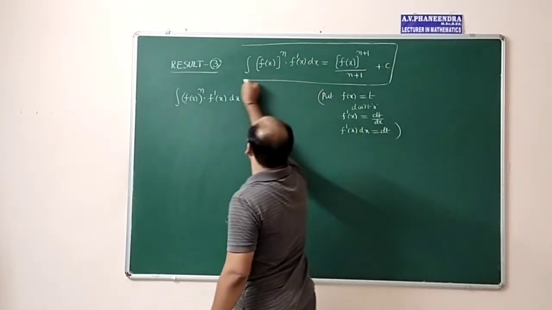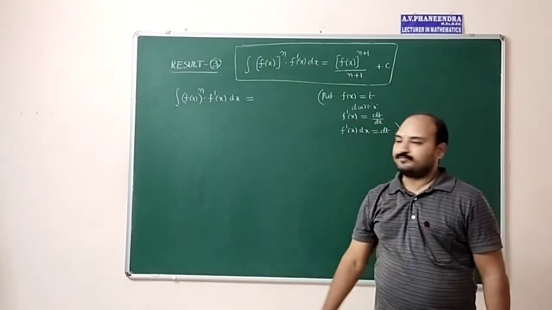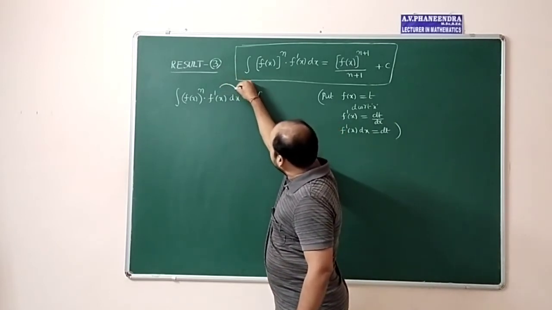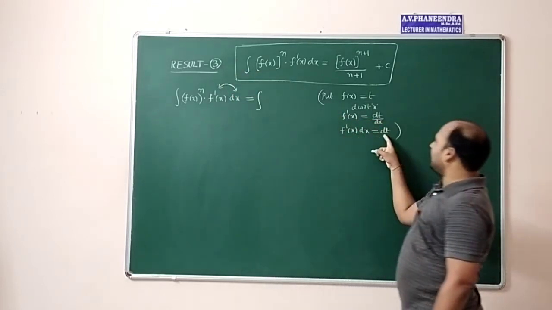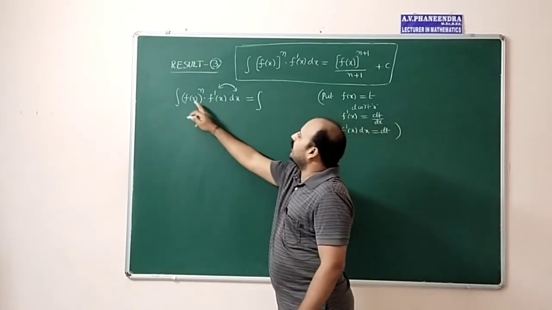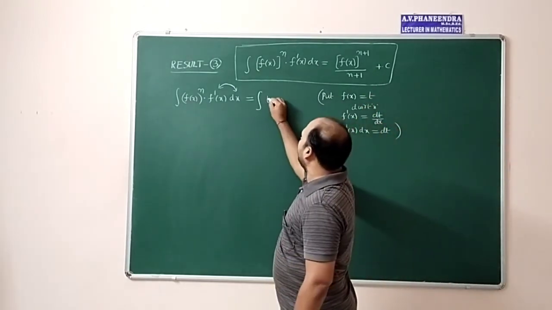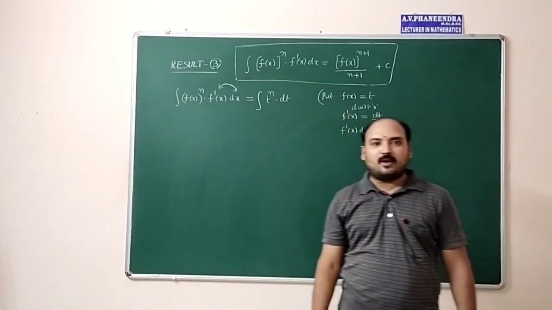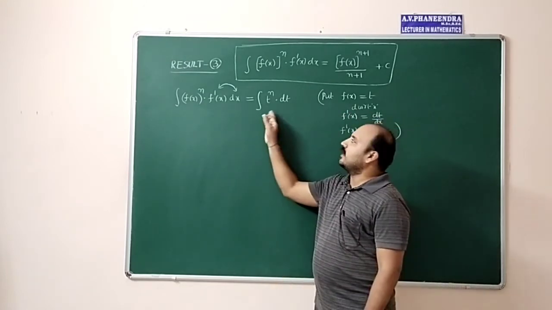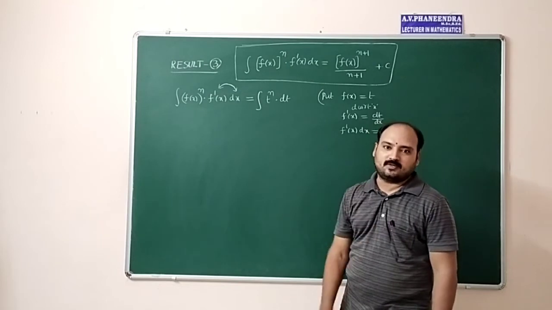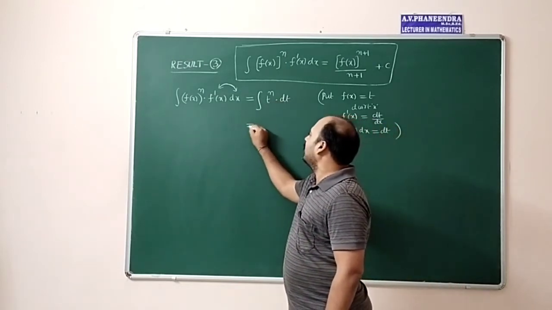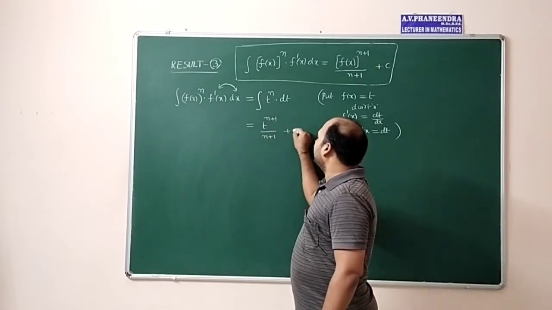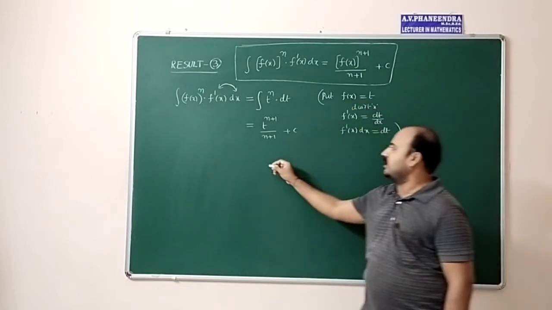This result 3 we are going to prove now. So after proceeding this way, in the integral, in place of f dash of x into dx, you have to replace with dt, and f of x we are assuming is t, so t power n into dt. It is in the form of integral x power n, the basic formula of integration. Integral x power n is x power n plus 1 by n plus 1. So in place of x here t is there, therefore it will become t power n plus 1 by n plus 1 plus c. What is t here? t is equal to f of x in the next step.